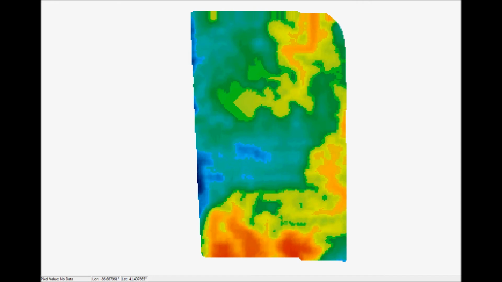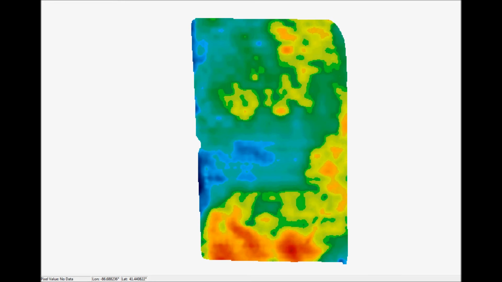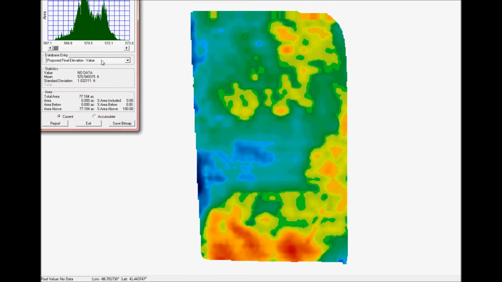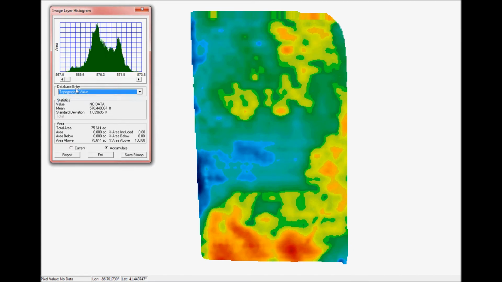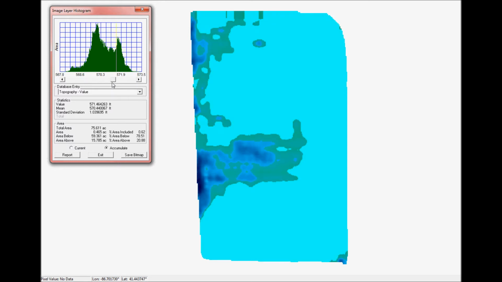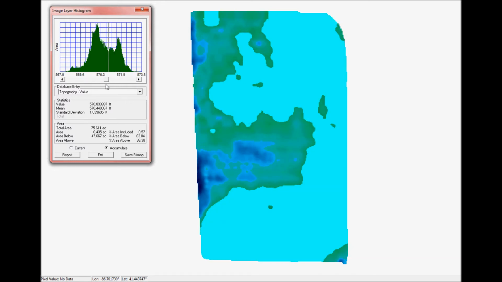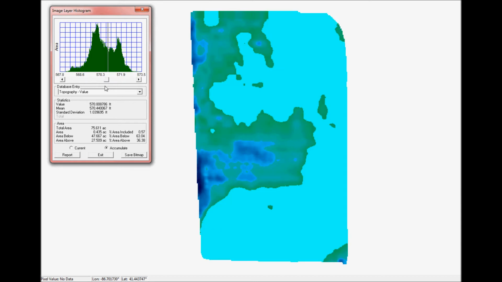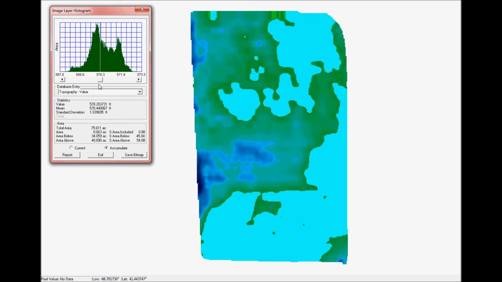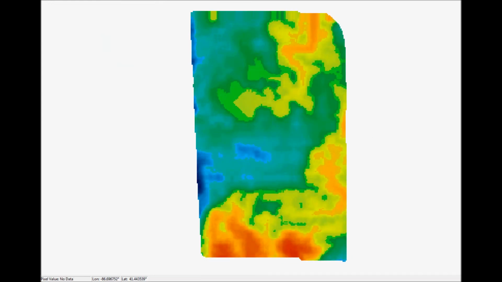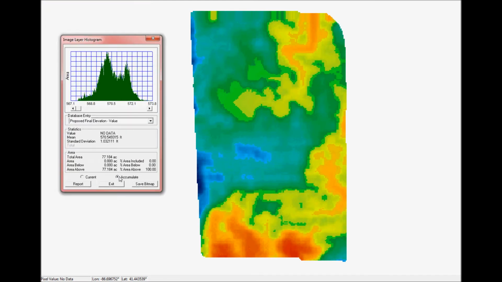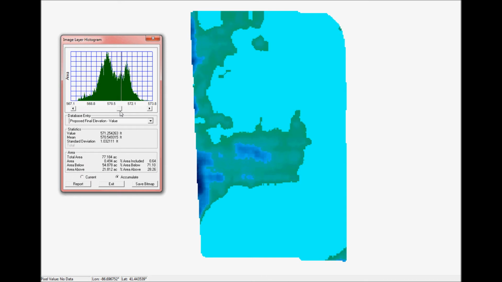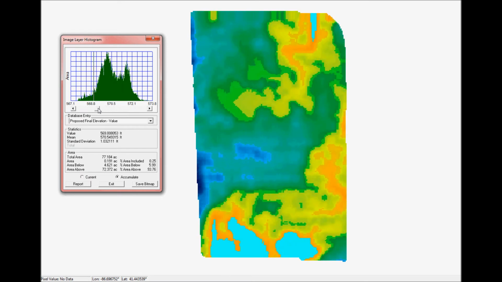Now, let's look at the original. Here's the original. See how it just has that lazy water left look to it? And let's look at the proposed. You see the difference?